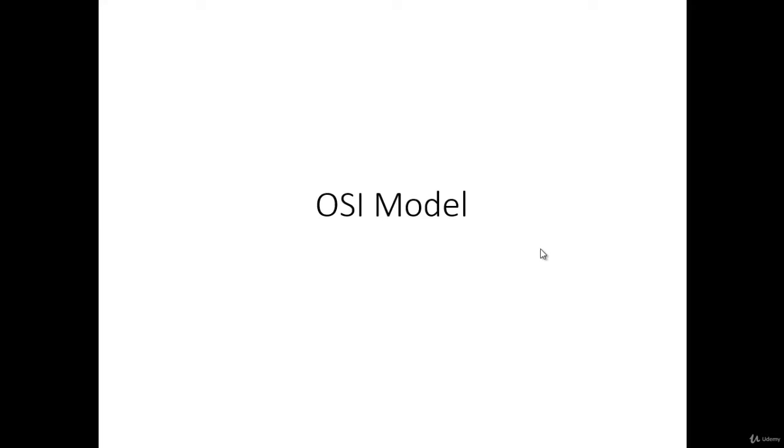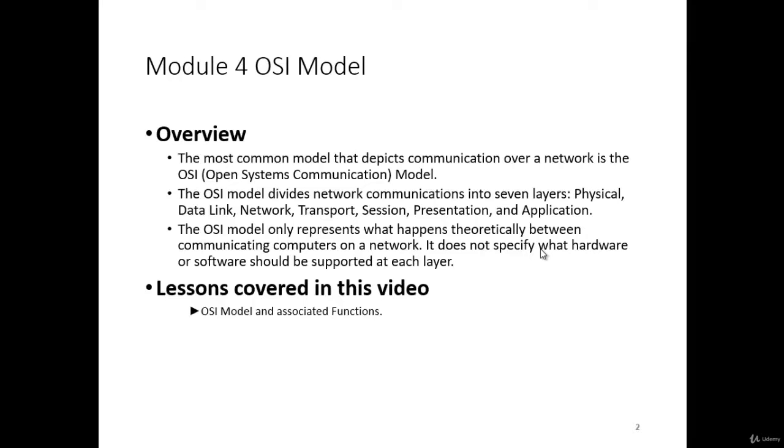OSI model. The most common model that depicts communication over a network is the OSI model. The OSI model divides network communication into 7 layers: physical, data link, network, transport, session, presentation, and application.